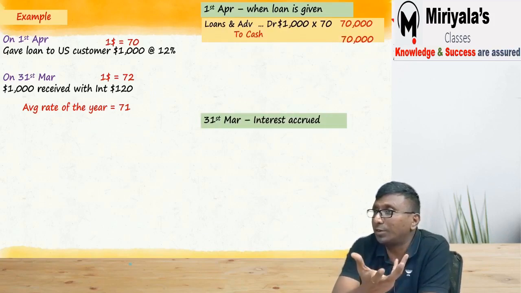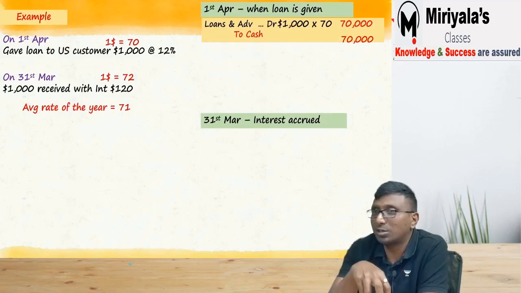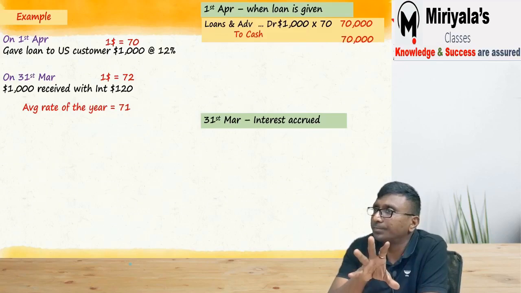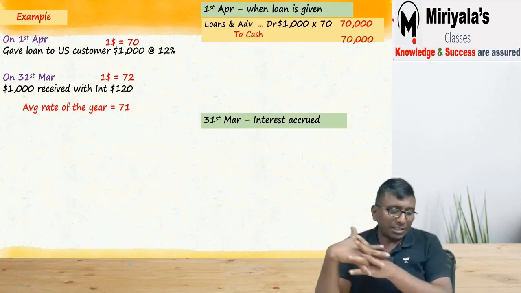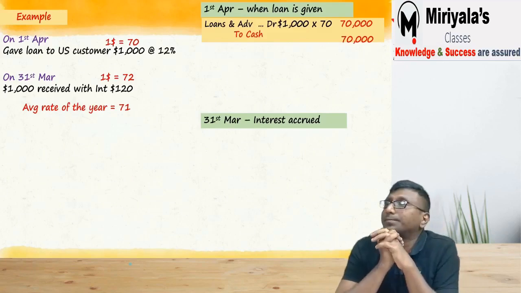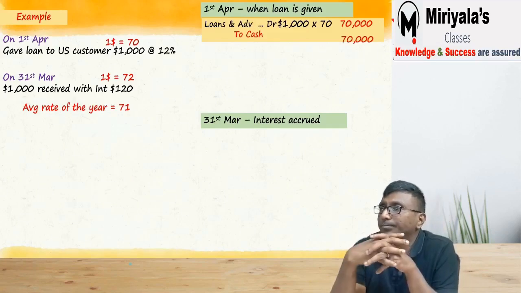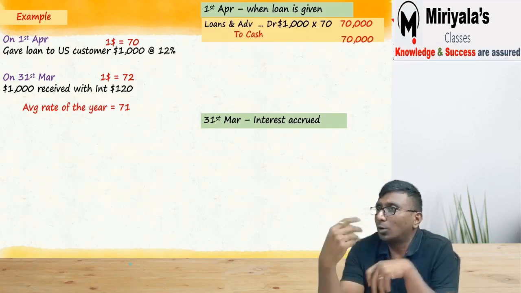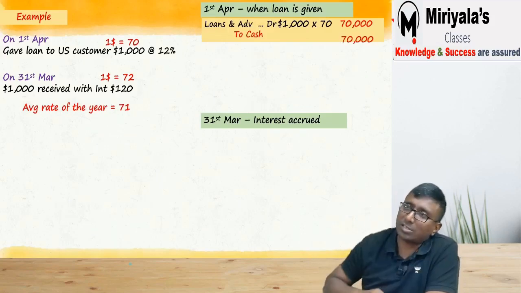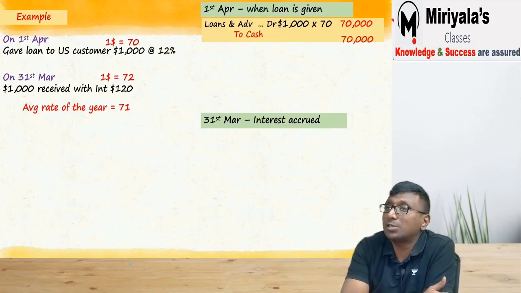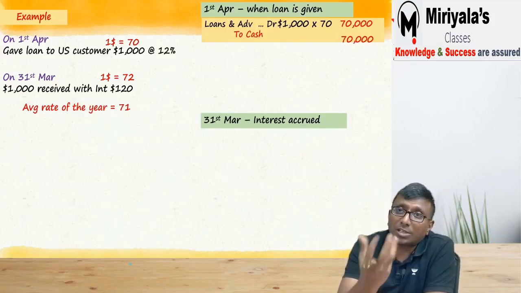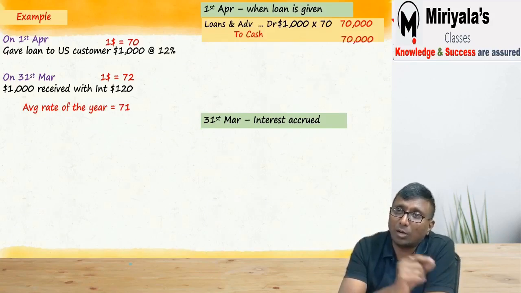What about 31st March when interest accrued? First we will record accrual of interest; receipt of interest we will record in the next entry. Fine? Entry please. Interest is an income to you or an expenditure? Income. So, accrued interest account, interest receivable account debit, to interest income. Correct? $120 into what rate?